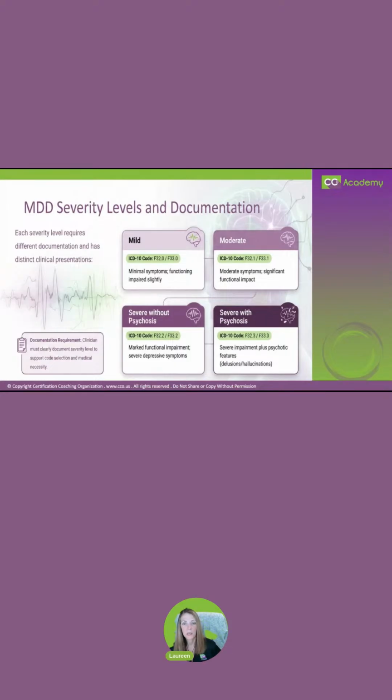So here's the thing. The clinician must clearly document the severity level. If they just say depression, that's not enough. You need to see mild, moderate, or severe. And if it's not there, you've got to query. Our CDI students, you know, query. You can't assume. So make sure your clinicians, if you're doing physician education, understand how important that is.